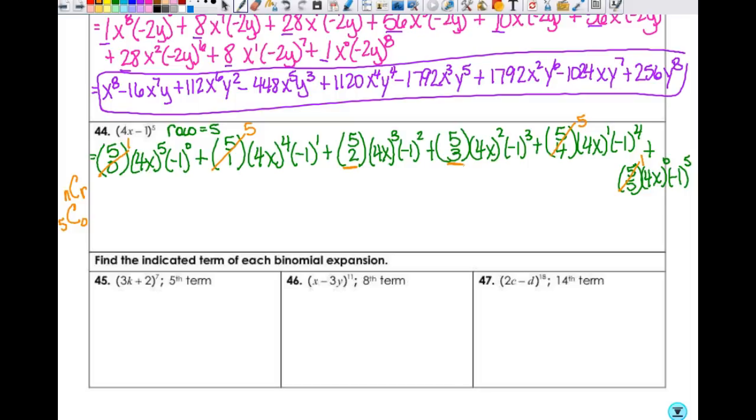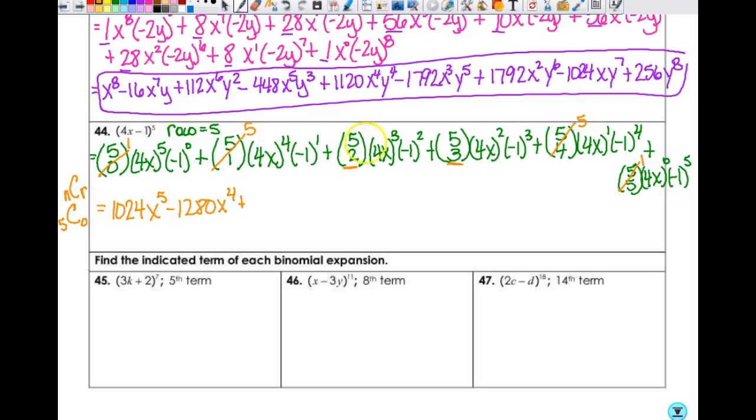And then when you do this and find these numbers, keep in mind that you have other numbers going on in here. So like, when I do this very first term here, well, this is 1. Right? But then I also have to take 4 to the 5th and negative 1 to the 0. So that's just 1. But 4 to the 5th power is going to give me 1024. So it's 1024 x to the 5th. Then I'm going to have 4 to the 4th times 5 times a negative 1 is going to give me negative 1280 x to the 4th.